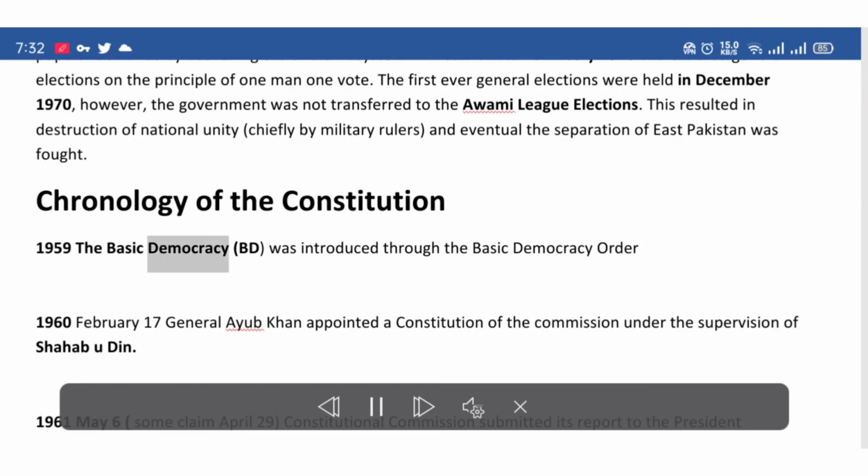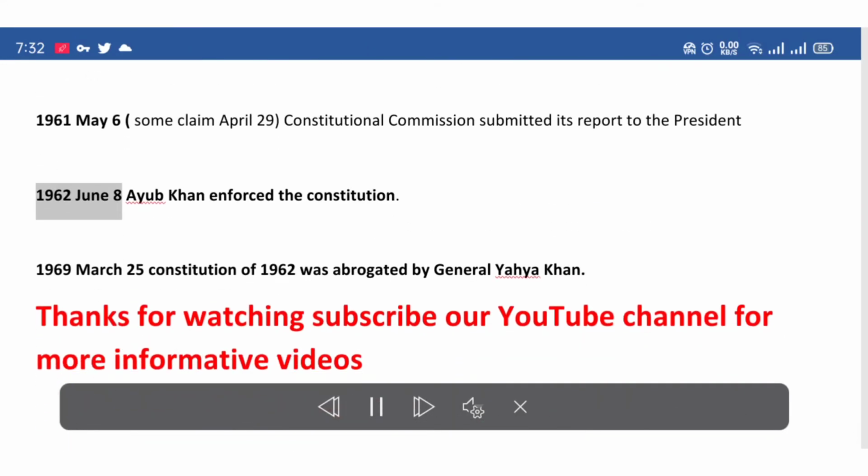1959: The Basic Democracy, BD, was introduced through the Basic Democracy Order. February 17, 1960: General Ayub Khan appointed a Constitution Commission under the supervision of Shahabuddin. May 6, 1961, some claim April 29: the Constitutional Commission submitted its report to the President. June 8, 1962: Ayub Khan enforced the Constitution. March 25, 1969: the Constitution of 1962 was abrogated by General Yahya Khan.